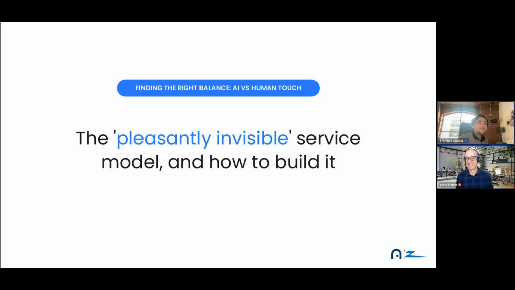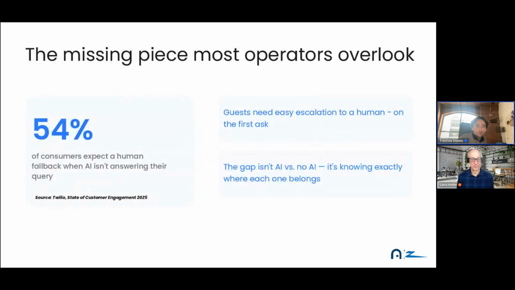Fair enough. So one of the aspects here as well is the sort of escalation path to a human. When is it actually requested? When is it necessary for us to move things over to humans? This is the one where I find that the lines get blurred. The missing piece for most operators that they overlook is 54% of consumers expect a human fallback when AI isn't answering their query. So this is a Twilio State of Customer Engagement report from 2025.